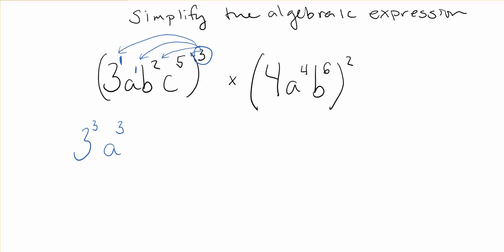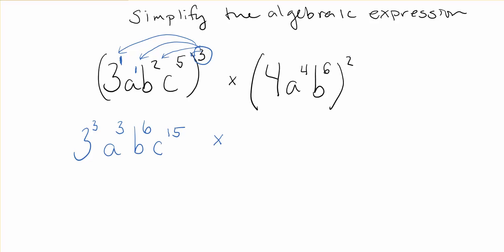And here I'm going to be timesing. There's b to the power of 2, so I'm going to go b, 2 times 3 is 6. There's a c with a 5, so 5 times 3 is 15. I'm going to leave that like that for a minute and look at the next one.